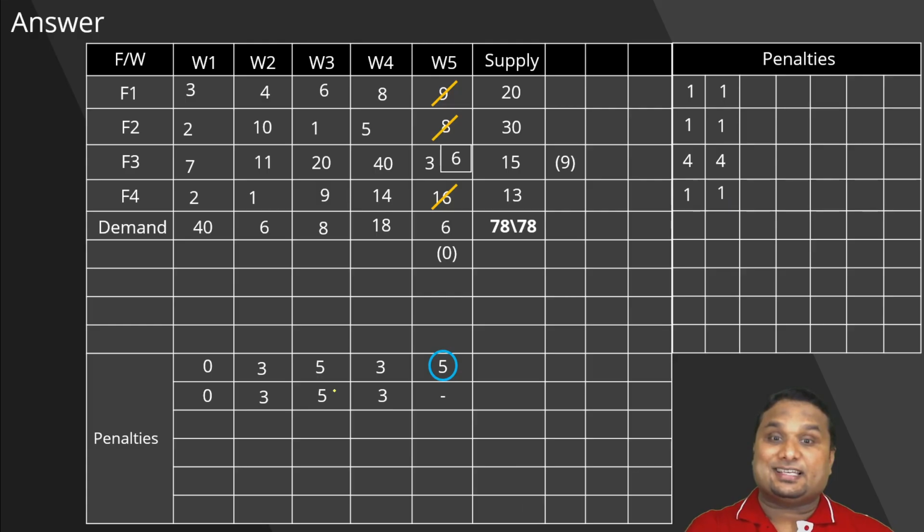Now which is the highest penalty? The highest penalty is 5. This is the 5. We have to choose the highest penalty. So now we choose the highest penalty. This 5 is chosen.